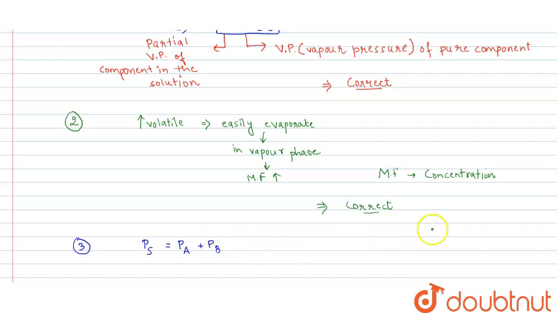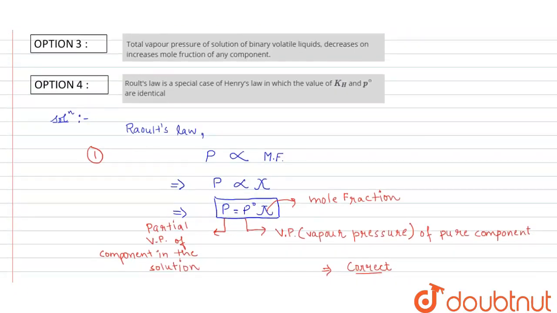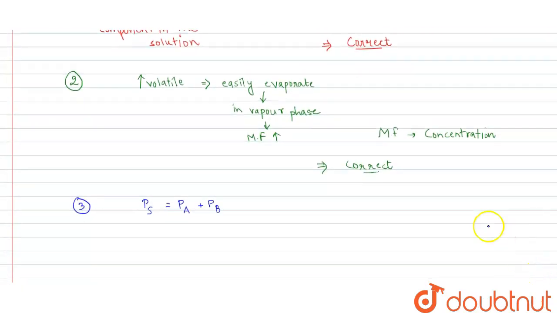Why are we taking two components here? Because it is clearly specified in the statement that the volatile liquids are binary. Binary means they have two volatile liquids present. So the total pressure of the solution will be equal to PA plus PB, that is the sum of the partial pressures of the two components. This we are writing for binary liquids, because here two volatile liquids are given to us.